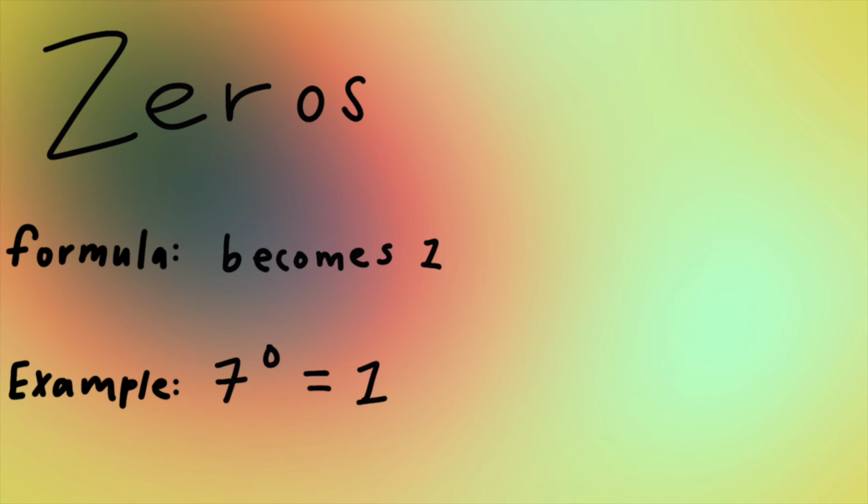Zero exponent rule. For this rule, it is quite simple as well. If there is a 0 as an exponent, then the answer, no matter what, would be 1. An example would be 4 to the 0th power, and the answer is 1.